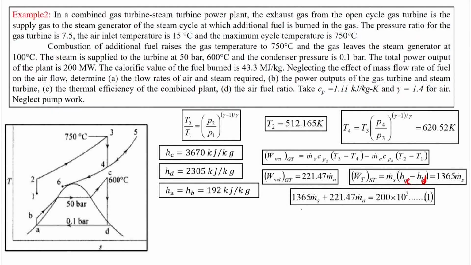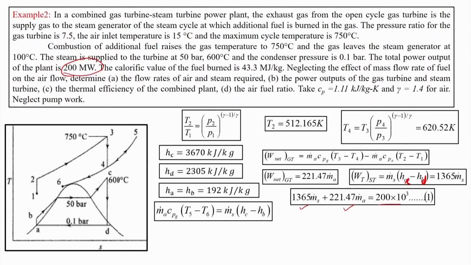But we know that steam turbine work plus gas turbine work is equal to total work done, and that is given to us as 200 into 10 to the power 5, that is 200 megawatt.